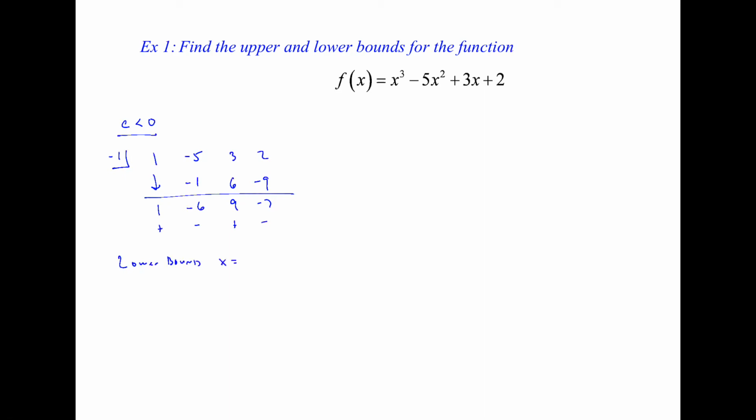So therefore the lower bound will be at x equals -1. And you shouldn't just say it's at -1. Tell me what we're talking about here. We're talking about the x value on the x-axis. So x equals -1 is the lower bound. Now let's go ahead and look for the upper bound.